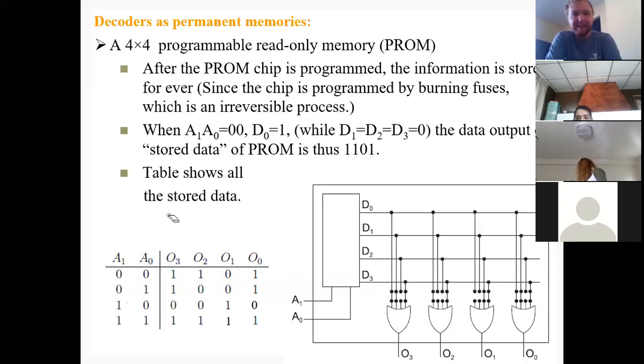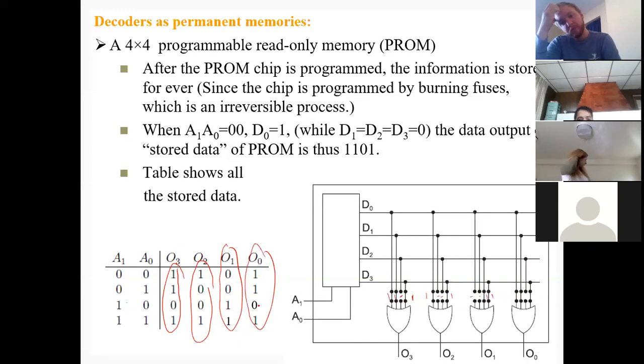Okay. Now the thing is, how do you know which one to blow, right? That's your question. So look at this. 1, 1, 0, 1: 1, 1, blow, 1. 1, 0, 0, 1: 1, blow, blow, 1. 0, 0, 1, 1: blow, blow, 1, 1. 1, 1, 0, 1: 1, 1, blow, 1.